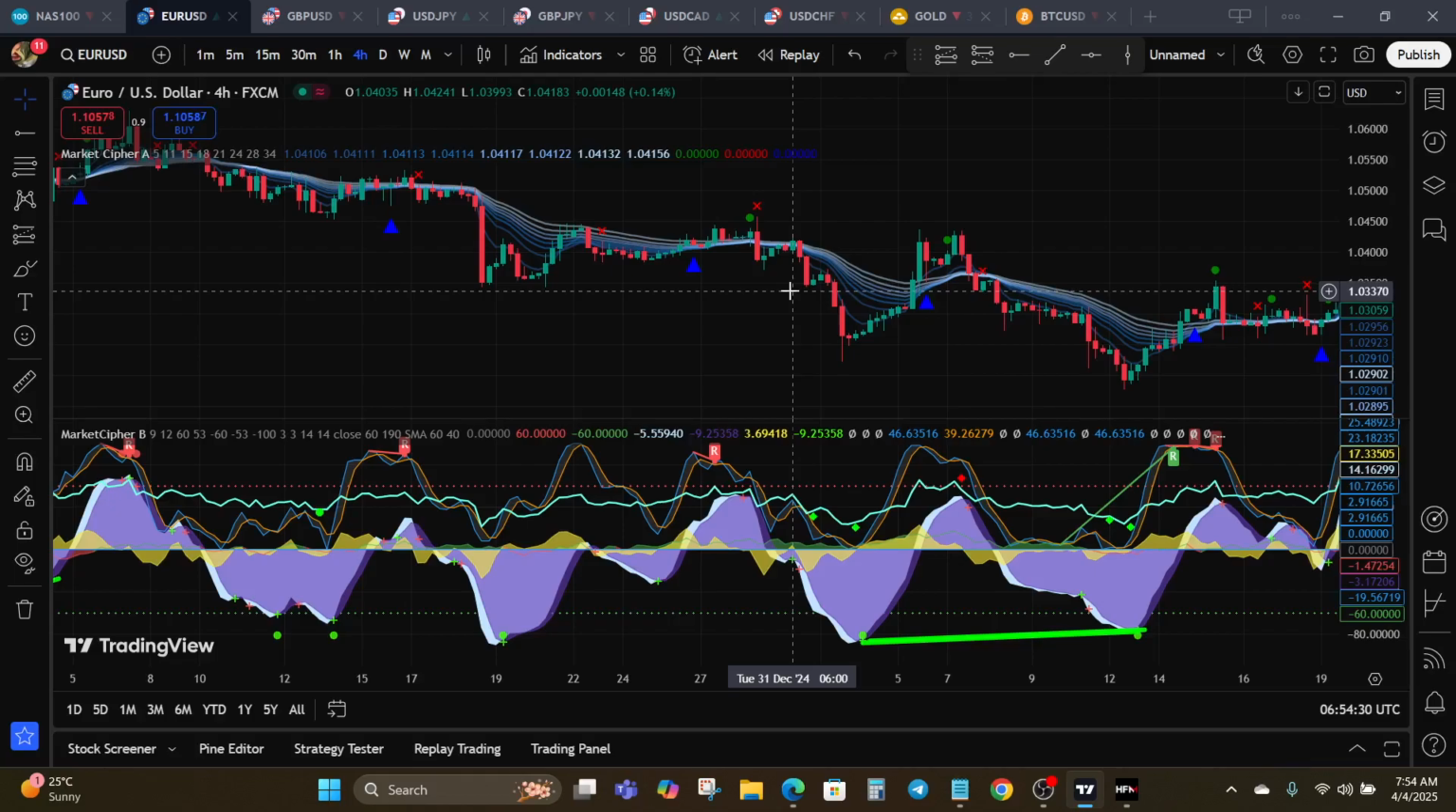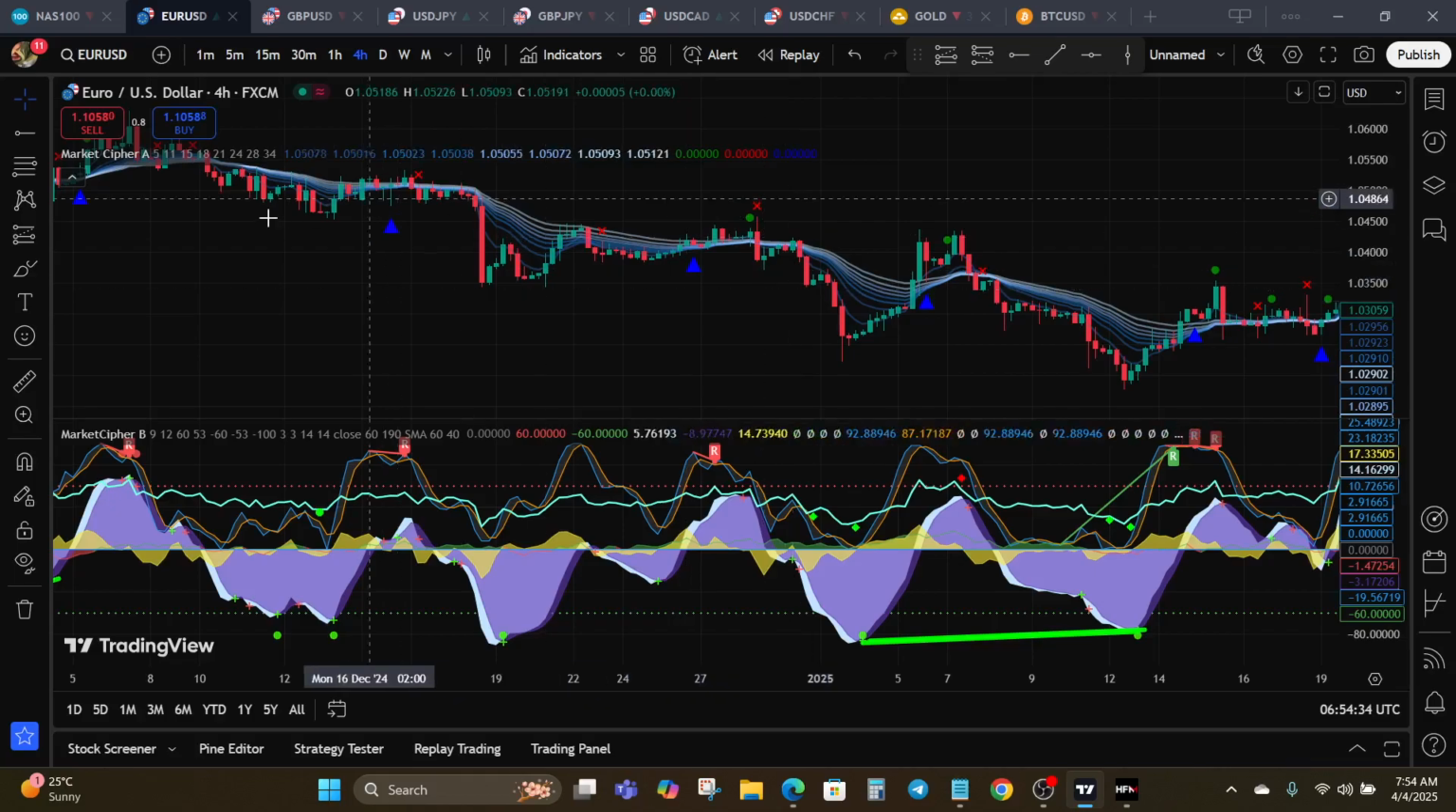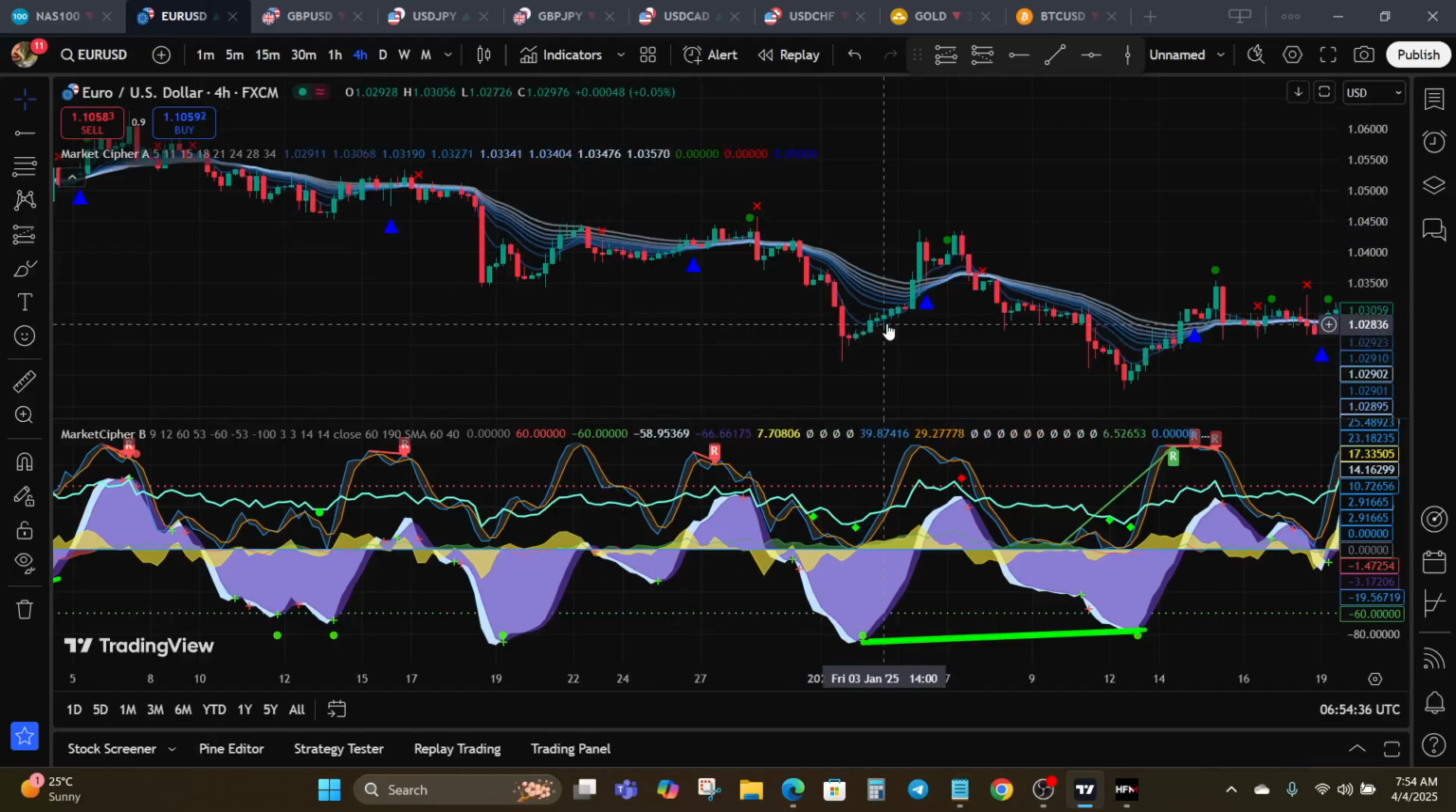So this is an easy strategy to use with the Market Cipher A and Market Cipher B. All right, but make sure that you are always getting confirmations. Okay, one of the best features of Market Cipher B is how clearly it shows divergences.